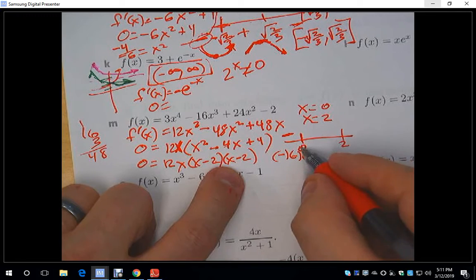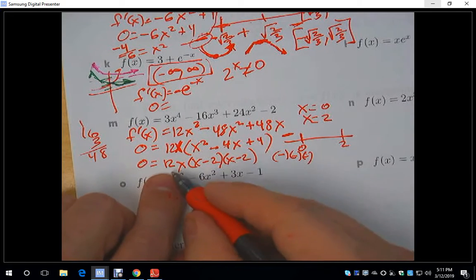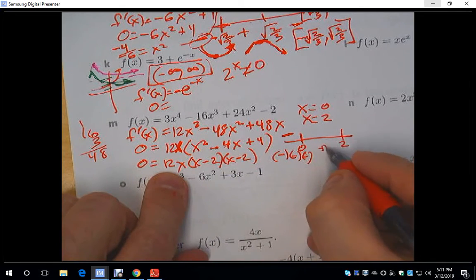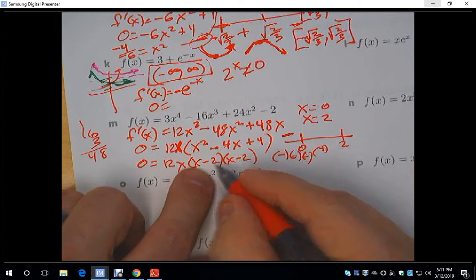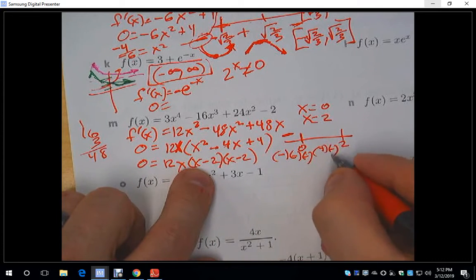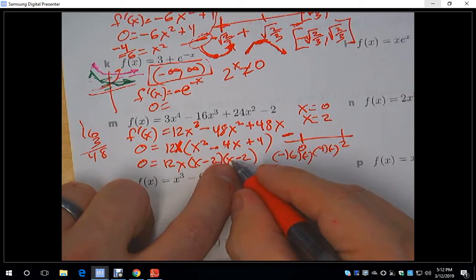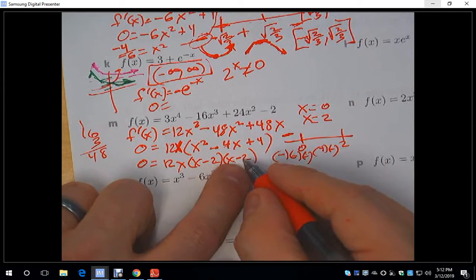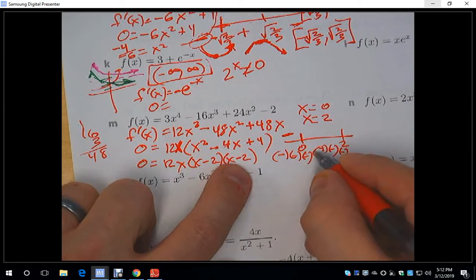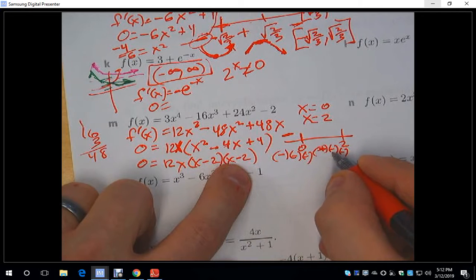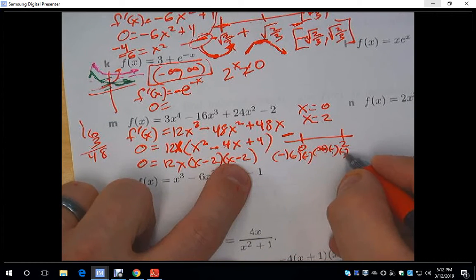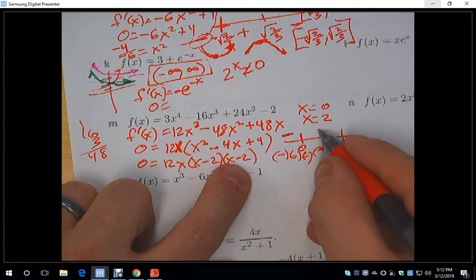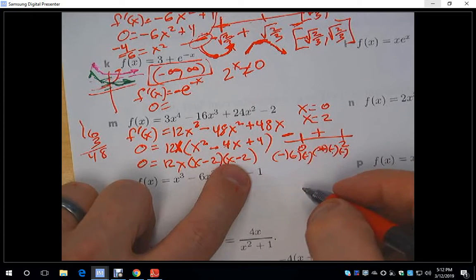Find some number between 0 and 2. How about 1? Plug in 1. 12 times 1 is positive. Plug in 1 here, 1 minus 2 is negative 1. That's negative. Do the same thing here. 1 minus 2 gives me negative 1. That's negative. So I have a positive times a negative times a negative. Negative times a negative is a positive. Positive times a positive is a positive. So I have slopes that are positive here.